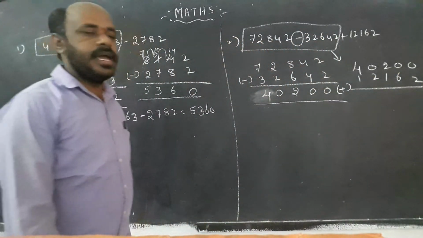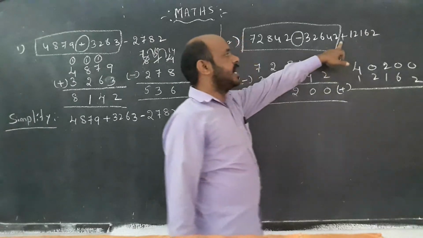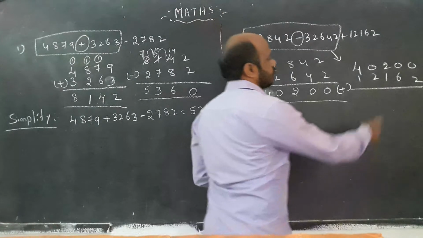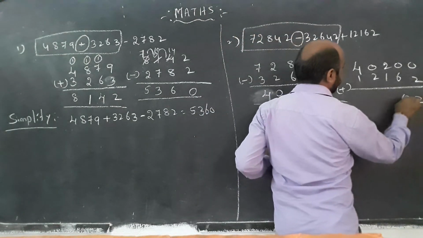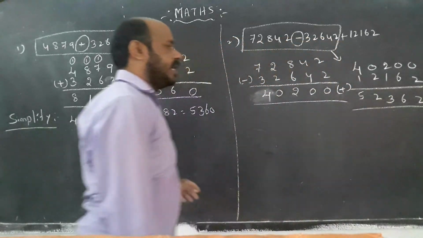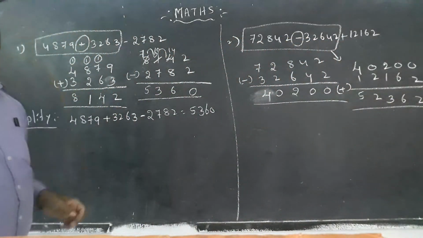We have to apply the addition symbol. The first is a subtraction, the second is an addition. Then directly do the addition. 2 6 3 2 and 5. How much did we get? 52,362. Okay? Then simplify.